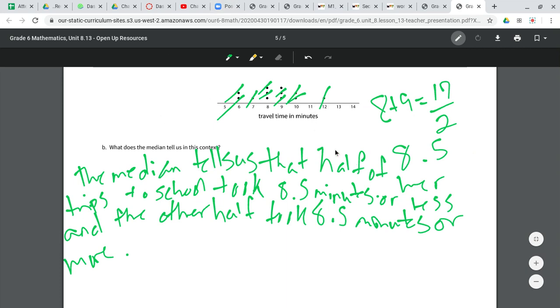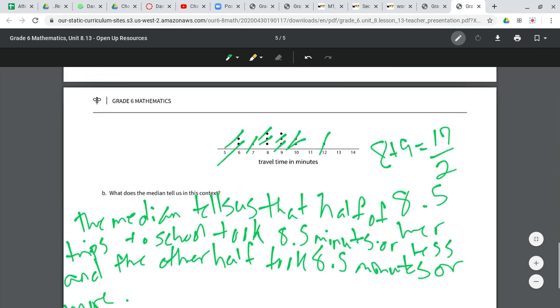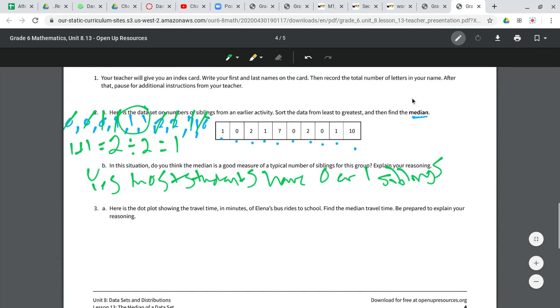So a lot of times we use the median when we have an outlier. It makes our data more accurate to the actual values. So like we have this outlier of 12 up here, with siblings we had an outlier of 10 and even 7. So we had those two outliers compared to the rest of the data. So it gives us a more accurate representation of our data set sometimes, especially when we have outliers.